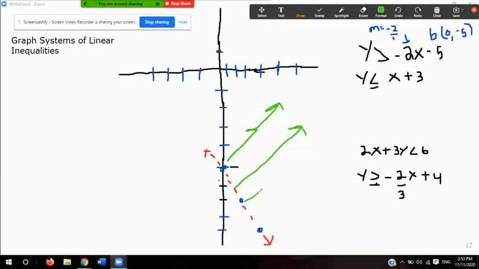Okay, now we're going to do the same thing, but we're going to look at the second inequality. And we have the same situation. We have a slope and we have a y-intercept. Now, y is less than or equal to x plus 3. So in this case, our intercept is at the point 0 and positive 3. So 0 and positive 3.